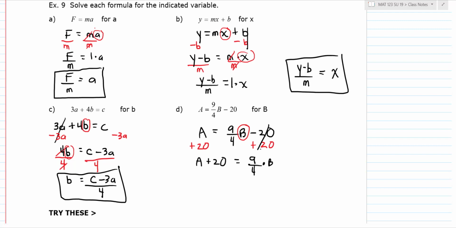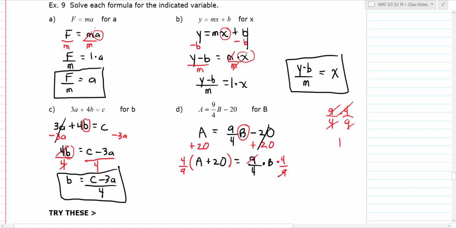Okay, now what I do is if you want to get rid of 9/4, well, you really think of this. If you take 9/4 and multiply it by its reciprocal, that'll give you 1. Anytime you multiply by a reciprocal, you get 1. So what I'm going to do is multiply this whole entire side by 4/9. I'm going to multiply that side by 4/9.